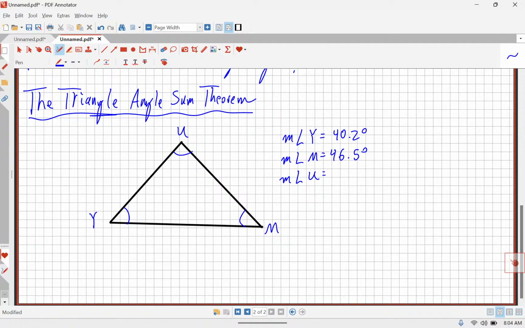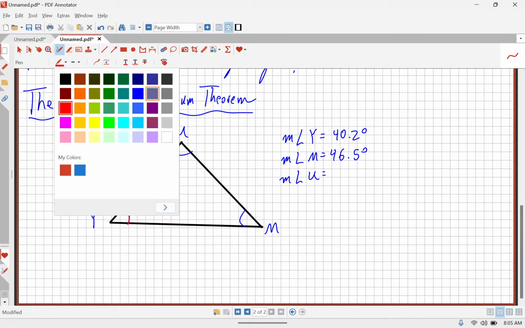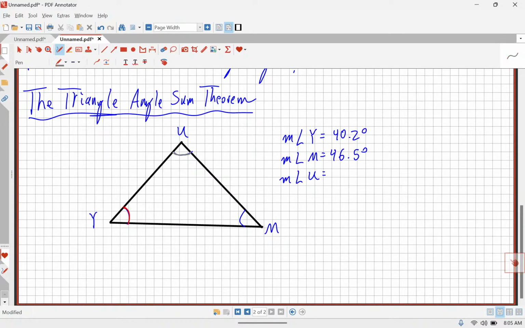Can I get you guys back up here in 5, 4, 3, 2, 1? All righty. Yvonne, I'm color coding these. We got red, gray, and blue. Which angle is angle Y? Red, gray, or blue? Red, very good. So we know that this is 40.2 degrees. Which one is angle M? 46.5. Blue one, very good. Just making sure we know how to do that.